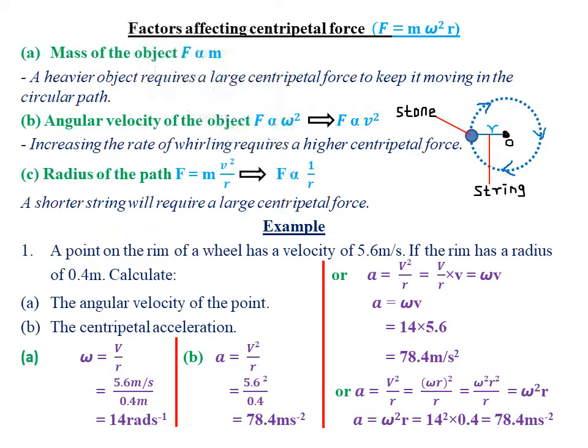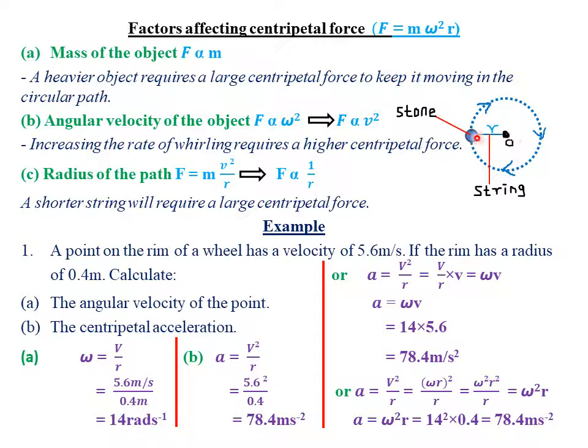Next, we look at the factors affecting centripetal force. So we'll base those factors on the formula for the centripetal force, which was F equals the mass times the square of the angular velocity multiplied by the radius. So the first factor is the mass of the object, whereby you are seeing that the centripetal force will always be directly proportional to the mass of the object from this particular formula. That is, if we hold the square of angular velocity and the radius constant. So a heavier object always requires a large centripetal force to keep it moving in the circular path.